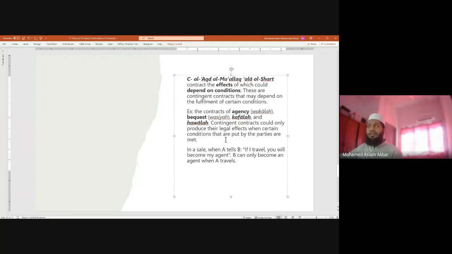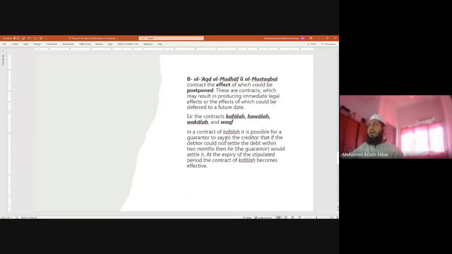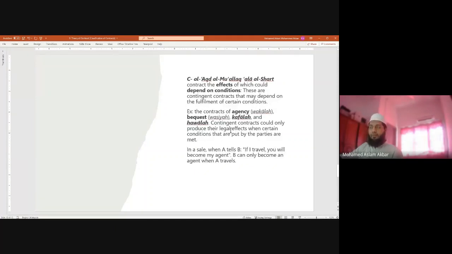So you can see that you can also bring a condition to the second category of the classification, which is the al-aqd al-mudaf li-mustaqbal. If you bring any conditions here, then it becomes C, right?